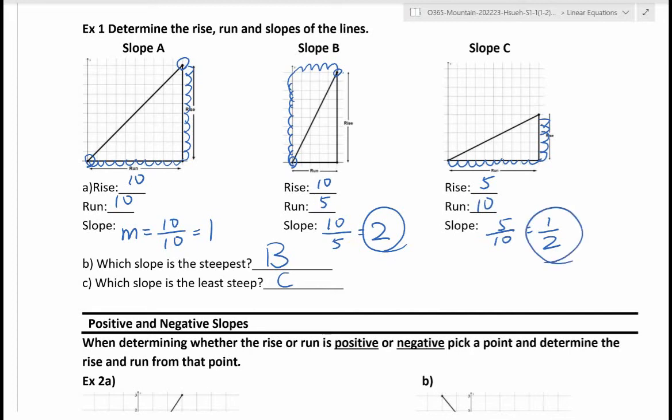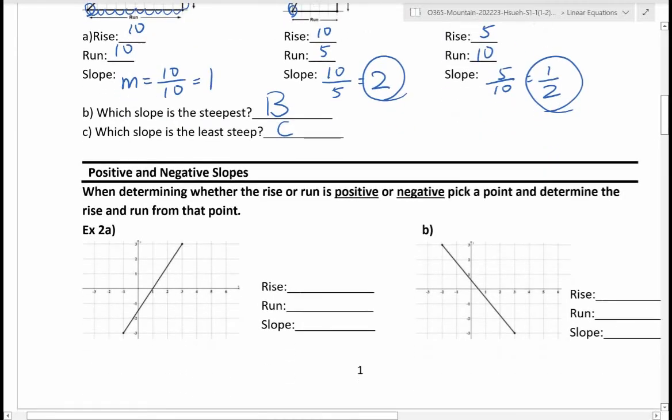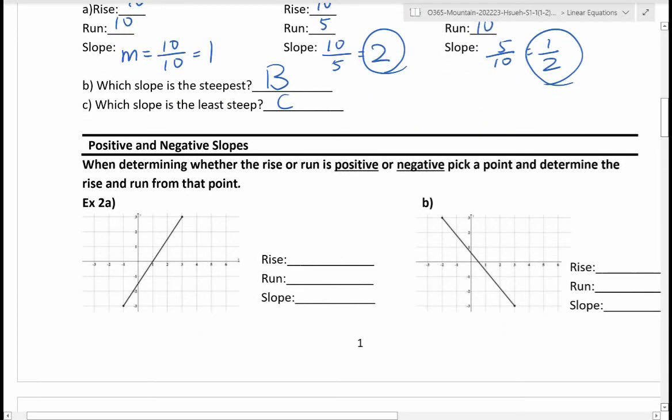Okay, so again, this just verifies what I just said: the bigger the slope, the steeper the line is, okay? And the smaller the slope, the less steep the line is. Now, we don't always have positive slopes. We could also have negative slope, okay? So what does that look like? Well, let's look at the first line here first.